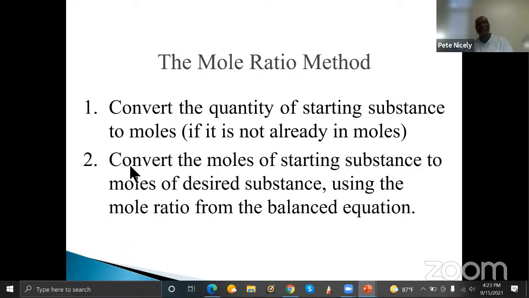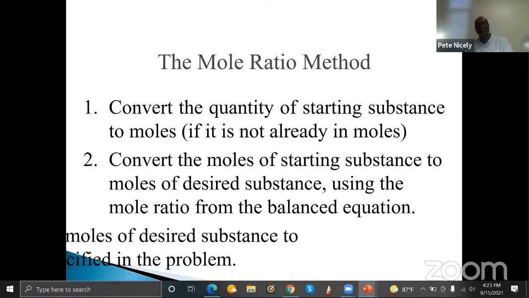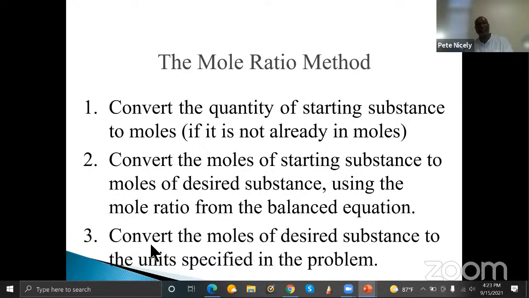And the next step is that you convert the moles of the starting substance to the moles of the desired substance using the mole ratio from the balanced equation. So this is important. This is the reason why the balanced equation is important, because it gives you the mole ratio. And you can use that mole ratio to convert the moles of the starting substance to the moles of the desired substance. And then step number 3, if required, you need to convert the moles of the desired substance to the units specified in the problem.